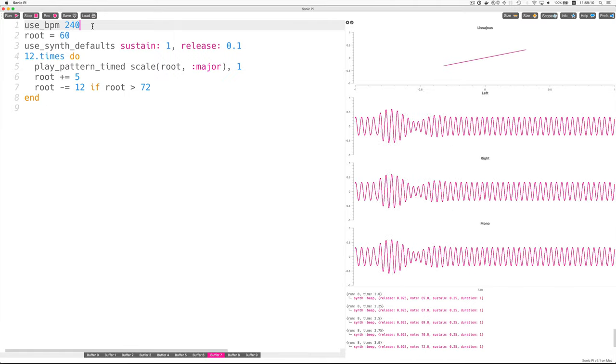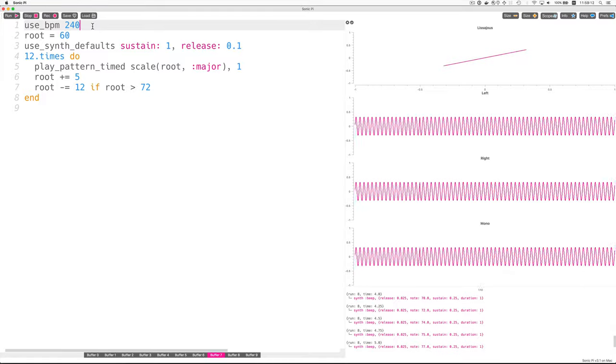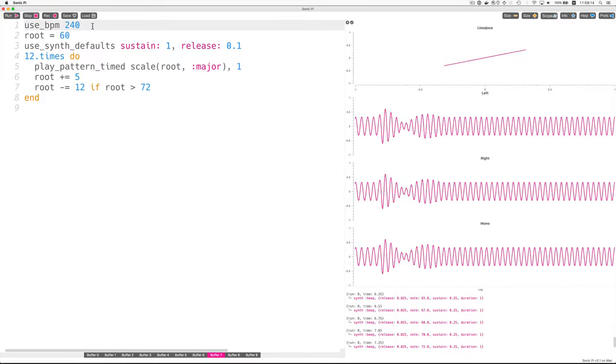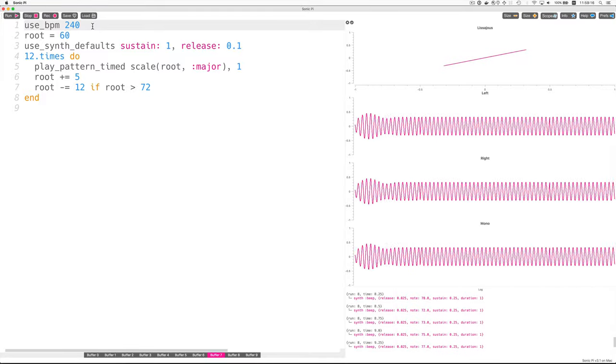Oh, it scales. Played on this cycle of fourths. It goes up a fourth each scale.